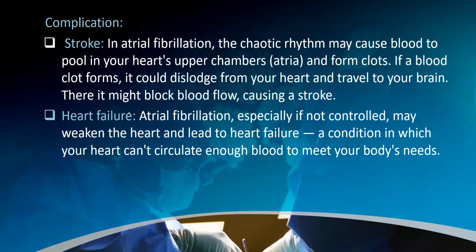And what are the complications? The 2 most important complications are stroke and heart failure. In atrial fibrillation, the chaotic rhythm in your heart may cause the blood to pool in your heart's upper chamber, known as atria, and it can cause formation of clots over there. Now, if a blood clot forms, sometimes it can dislodge from your heart and travel to your brain and block the brain blood supply, causing a stroke.